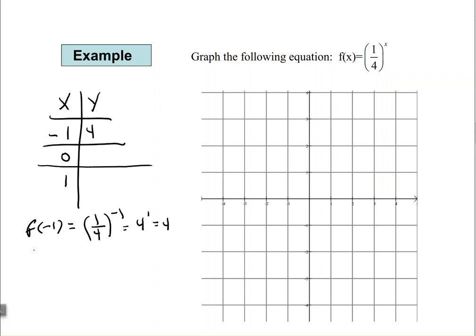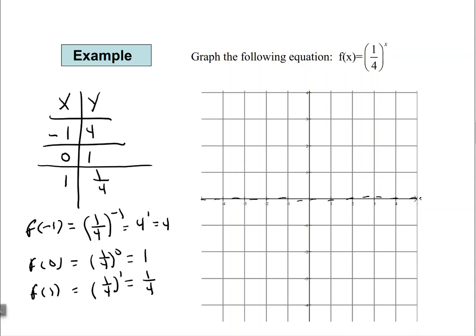Now, what about if I let x equal 0? Well, that's 1/4 to the power of 0. And remember, anything raised to the power of 0 equals 1. And what about f of 1? 1/4 to the first power. Anything raised to the first power is just itself, so 1/4. All right, so keep in mind, since I don't have a plus or minus anything after the 1/4 to the x power, I have a horizontal asymptote at y equals 0, or at the x-axis here.